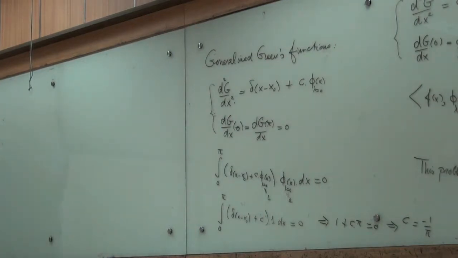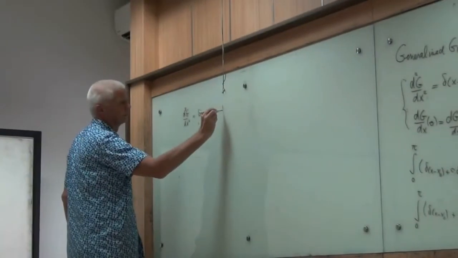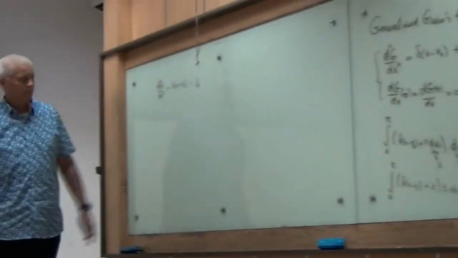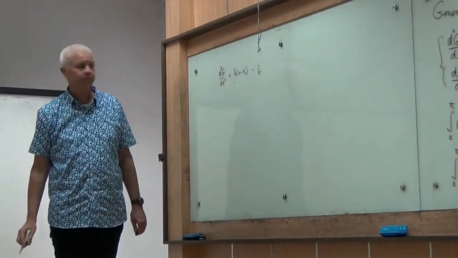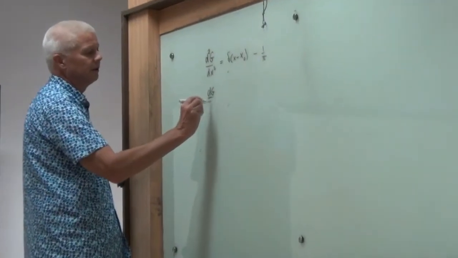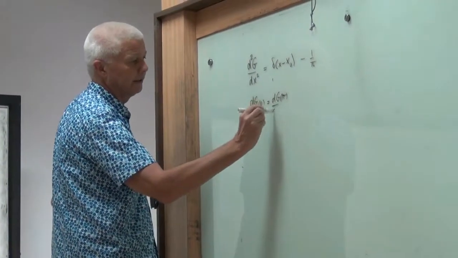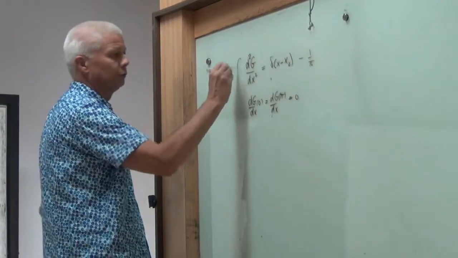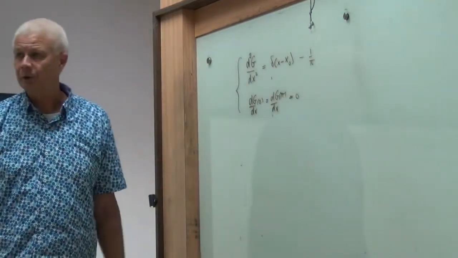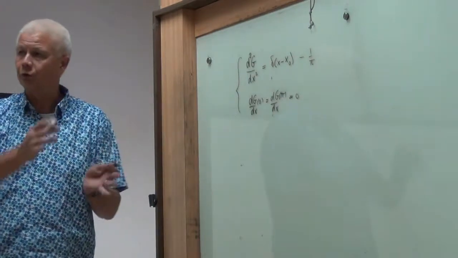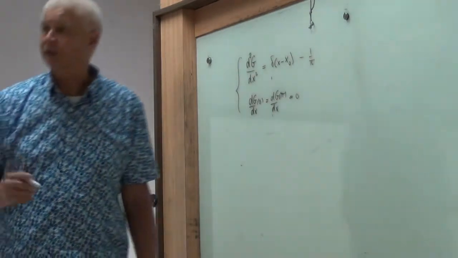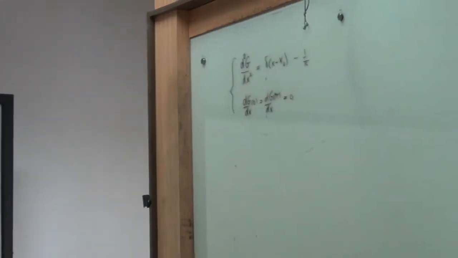Okay, then that means that I should now solve the following problem. I should solve this problem, with conditions dg/dx at 0 and dg/dx at pi equal to 0. I have to solve this problem. Determine g. If I can determine g, then I can solve also the original problem because I have Green's formula.